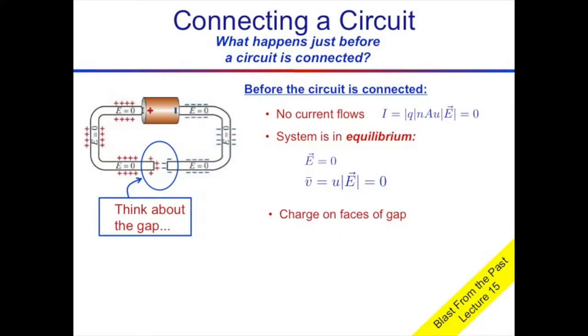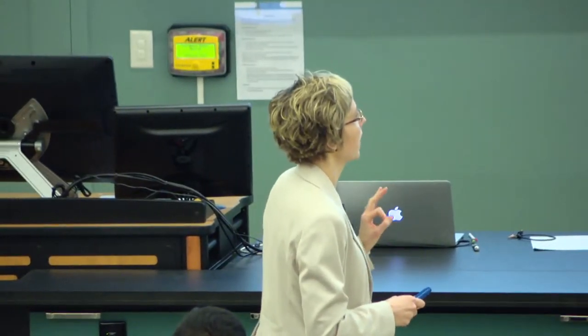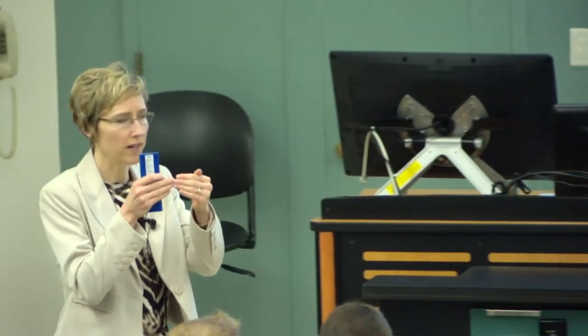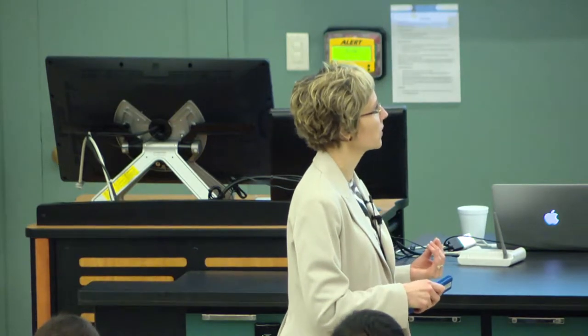This is right out of lecture 15, last lecture. We talked about what the surface charge on the circuit looks like in that moment right before you connect things up. If I've connected wires to a battery, and I'm about to flip a switch or connect these guys together, right before I connect it, there's still no current flowing, which means there's no net electric field inside the wires. So we said that there must be surface charges all on the surface of the wires.